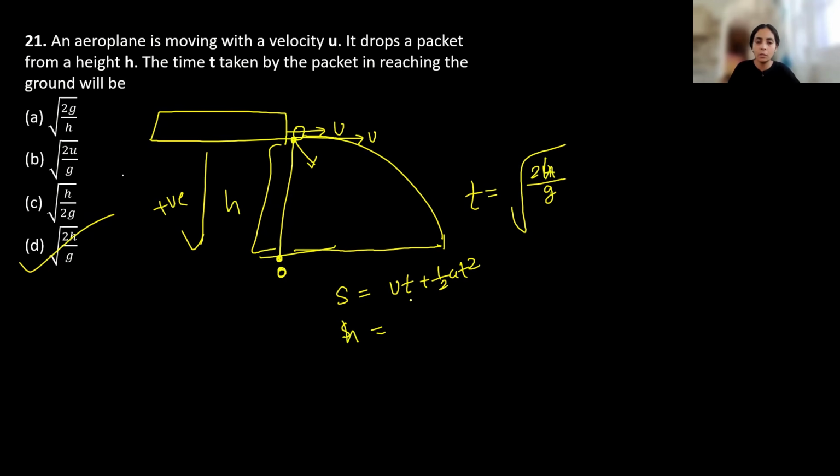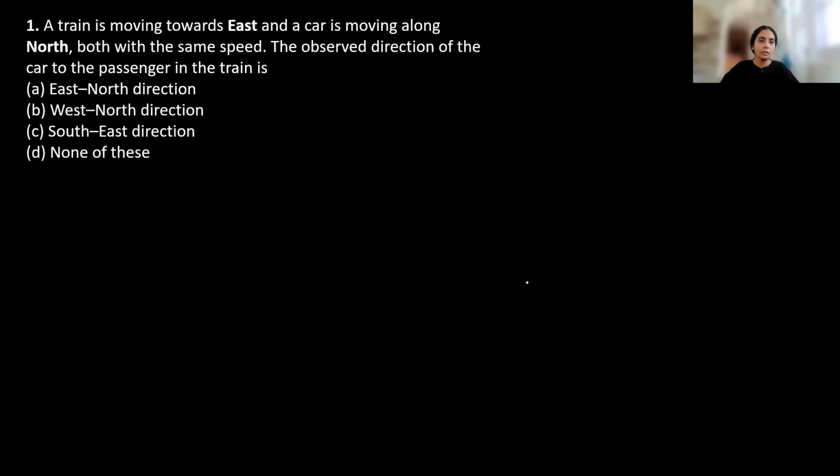So h is equal to u in the vertical direction, because this equation we are writing in vertical sense. So initially it has only horizontal velocity. This is 0 in vertical sense, so 0, and plus half into g into t का square. So t is equal to how much? 2h by g. Okay. चलो आगे बढ़ते.